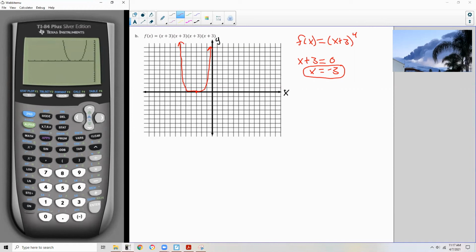It's never going to get to the y-axis in a window that only goes up to 10, since the y-intercept would be way up at 81. So I made my window negative 10 to 0. And that zoomed in on it nicely. So this is our x-axis. So we're just looking over here.